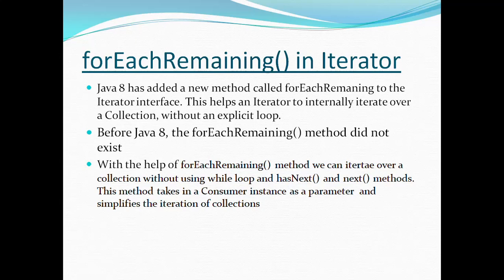So, as the definition suggests, the forEachRemaining method is introduced in Java 8, and before Java 8 it was not there in the Iterator interface. This method helps in simplifying the iteration of collections by eliminating the use of the while loop and the hasNext and next methods, which we need to use until Java 7 to iterate over the collections. We can still use the hasNext and next methods to iterate over collections, but the forEachRemaining method simplifies the iteration without using these methods. We will see this with a practical example later in this tutorial.